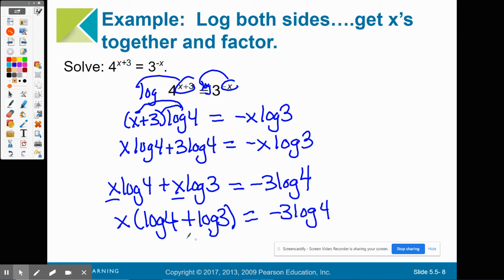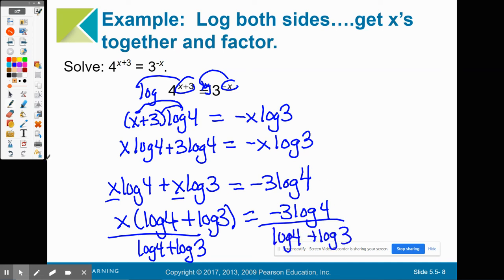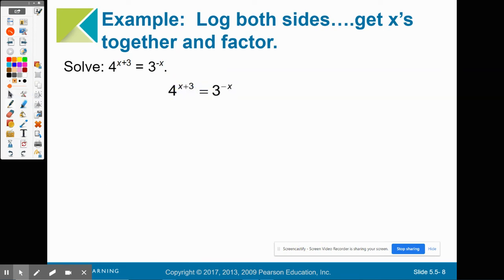So when you watch it again, hopefully you can see how we got x by itself by using log properties and some GCF factoring. That one was pretty tough.